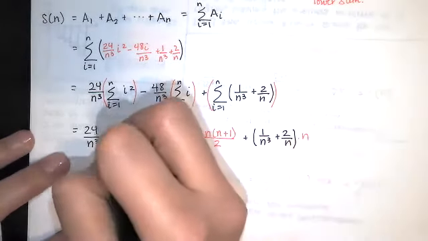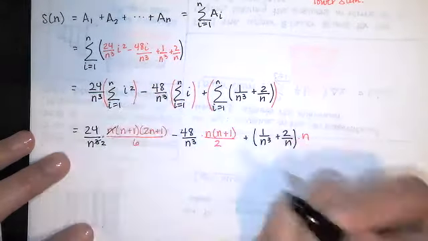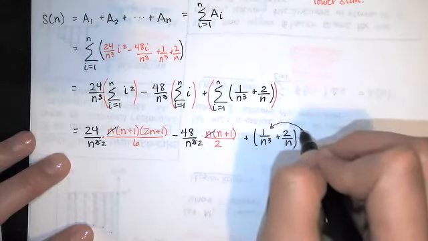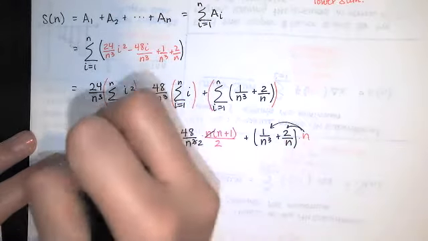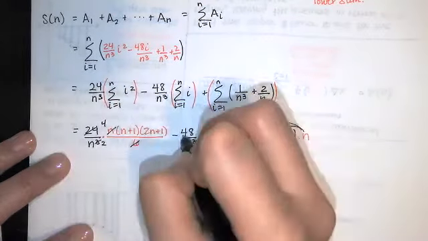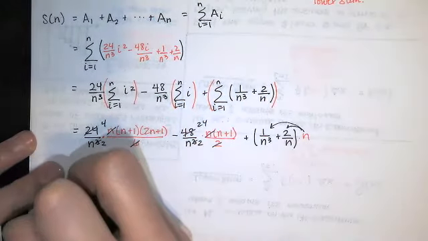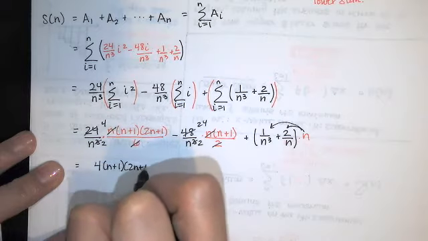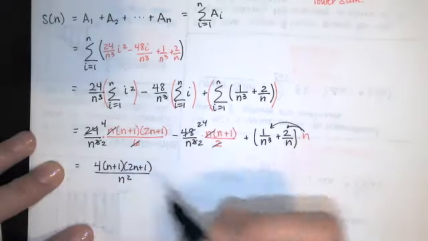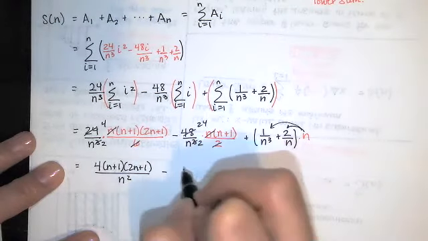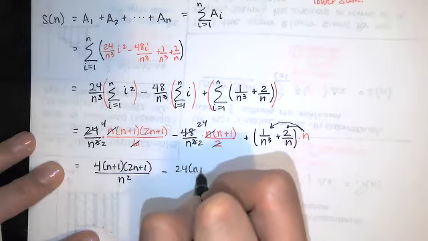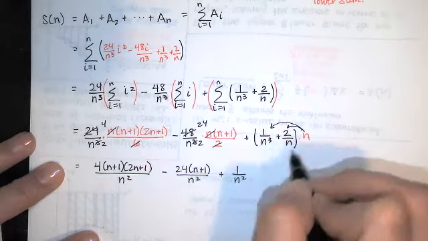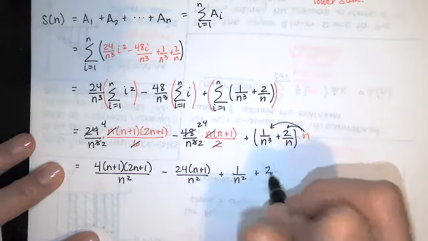We can simplify it now. n goes into n cubed, n squared times. That n will reduce with one of those n's. You can distribute this n here and here. 6 goes into 24 4 times. 2 goes into 48 24 times. And so we end up with 4 times n plus 1 times 2n plus 1 all over n squared, minus 24 times n plus 1 over n squared, plus 1 over n squared, because that n and one of those n's reduces, plus 2.